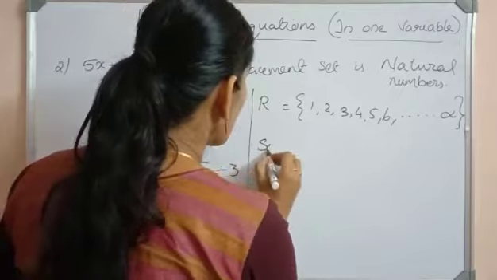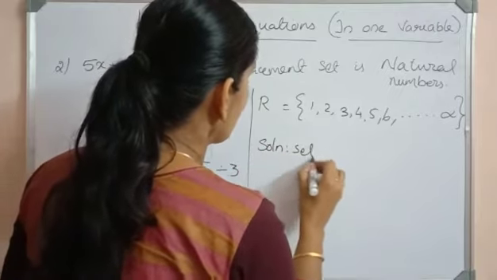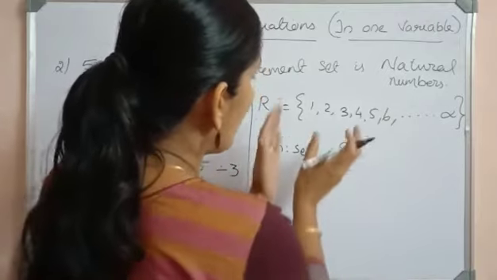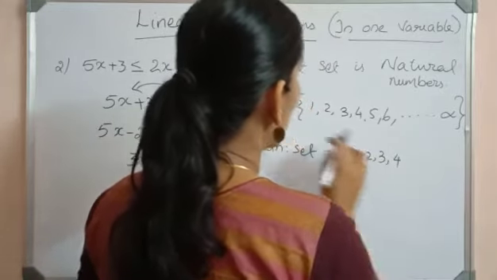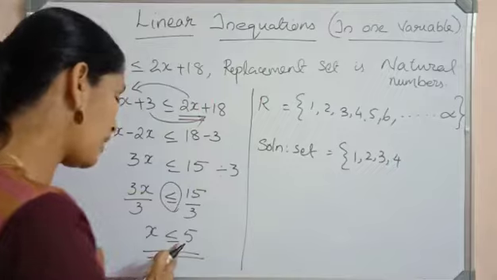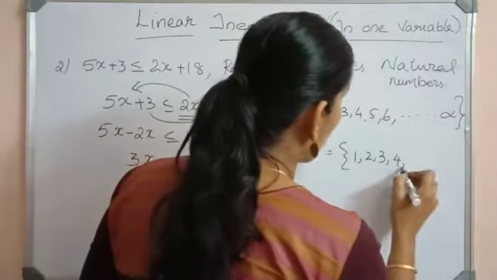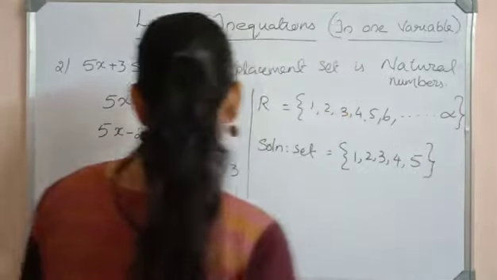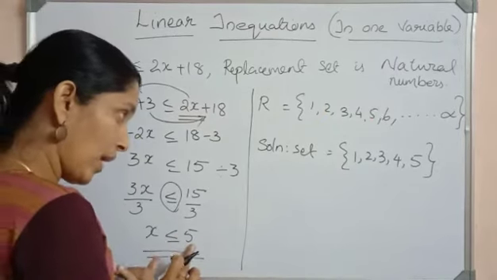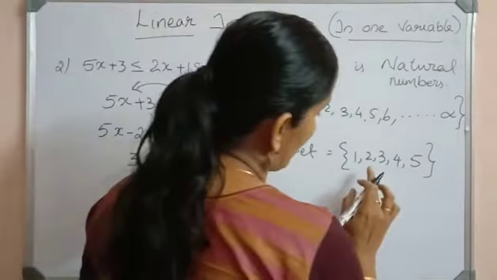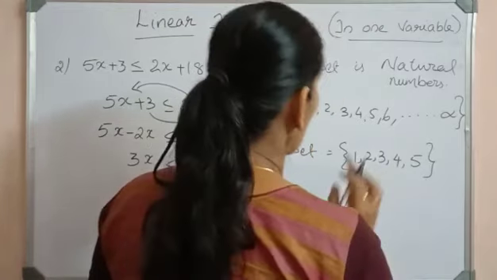So our solution set will be the set of all, we can write 1, 2, 3, 4. All these numbers are less than 5, and we can even consider 5 also because that is equal to 5. So the condition says that x is less than or equal to 5. So the solution set that we are getting is 1, 2, 3, 4, 5.